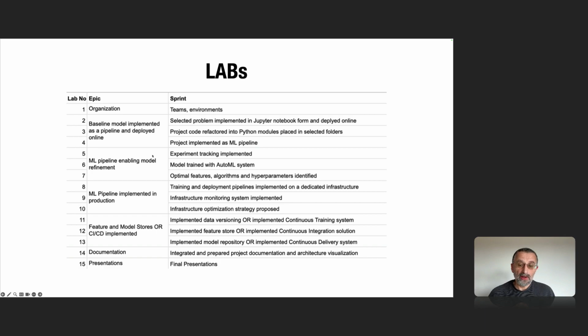Okay, so next we'll have a machine learning pipeline enabling model refinement. So we add some extra flavors to our machine learning pipeline, like experiment tracking, or train the model with auto machine learning systems and identify optimal features, algorithms, and hyperparameters. By the way, with AutoML it's very easy. That's a bit technical, but I hope you can cope with that, for example, using Weights and Biases. Next, we'll implement such a machine learning pipeline in production.